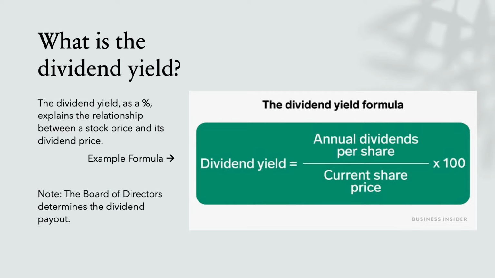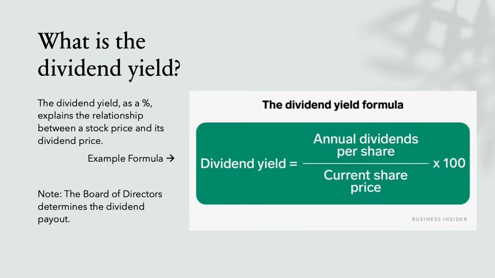Alright, now let's take a look at the dividend yield. It may sound a little intimidating and complicated, but I can assure you it's actually really, really simple. So number 1 rule, the dividend yield always comes as a percentage. Don't forget that. It's always going to be a percentage. And it explains the relationship between a stock price and its dividend price.